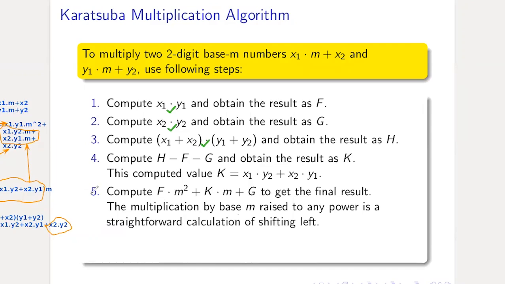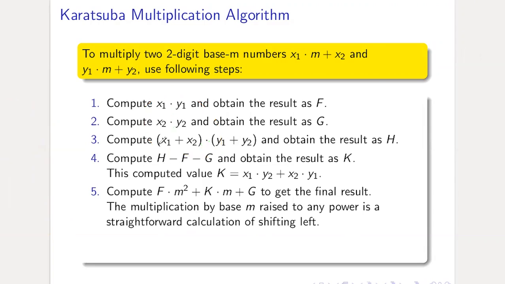So as noted here, raising the multiplication by base n raised to any power is just straightforward shifting. So that's the algorithm. Pretty simple. Now we do only 3 multiplications, just 3 rather than the 4 multiplications otherwise we have to do. Now that is the divide and conquer approach.